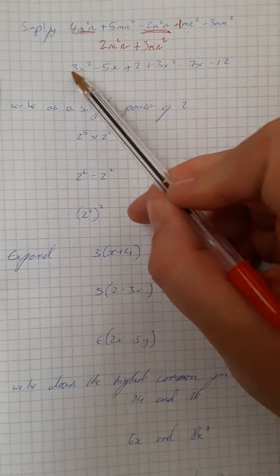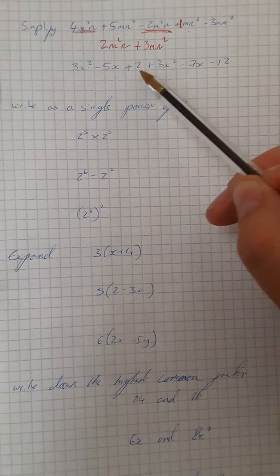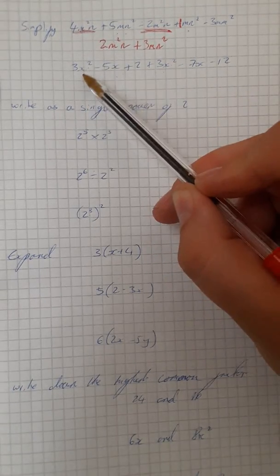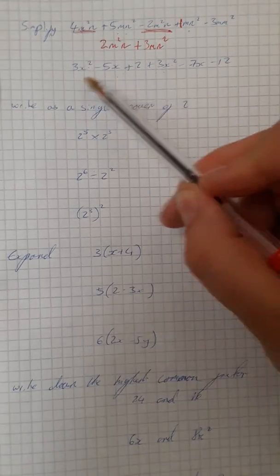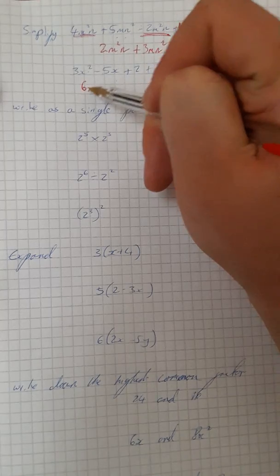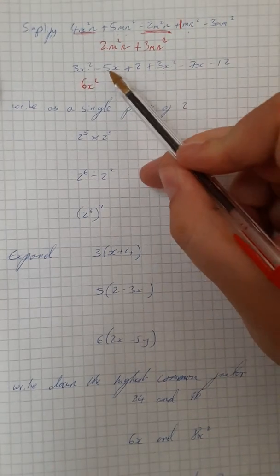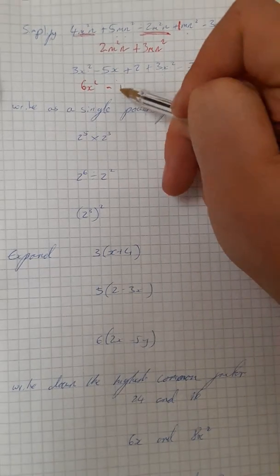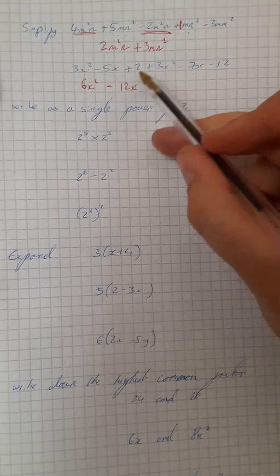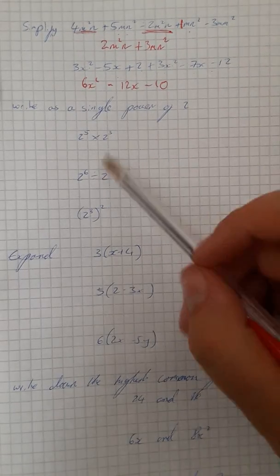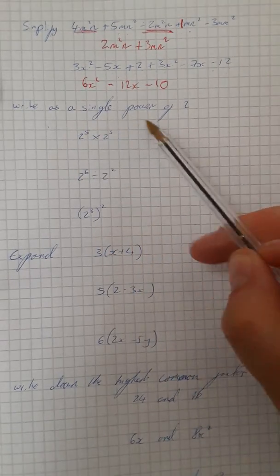Same idea here, we have 3x squared minus 5x plus 2 plus 3x squared minus 7x minus 12. There's only an x squared and an x squared, there's only two lots of those. So 3x squared plus 3x squared is 6x squared. We've got minus 5x minus 7x, that is minus 12x, and then plus 2 minus 12 is just minus 10.